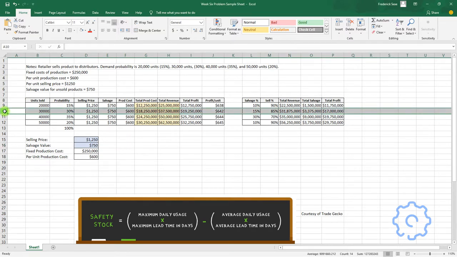Let's say for every unit over 30,000, we may give you a salvage value of $800 guaranteed. So they say, okay, well, at least if there's a good chance of 30,000 units being sold, then they may be more likely to take on more risk.